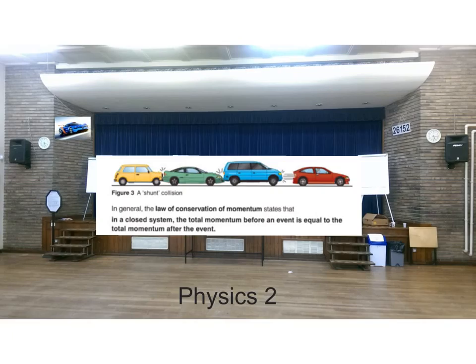Seatbelts and airbags spread the force across the chest, and they also increase the impact time. Side impact bars and crumple zones give way in an impact, so increasing the impact time. We can use the conservation of momentum to find the speed of a car before an impact.